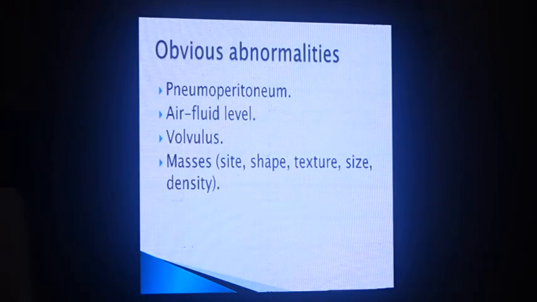Now the next point is obvious abnormalities. What can we find in the skiagram of the abdomen, just by immediately looking over these skiagrams? Four important things. First is pneumoperitoneum, second is fluid air level, third is volvulus, and fourth is masses, including site, shape, texture, size, intensity, etc.